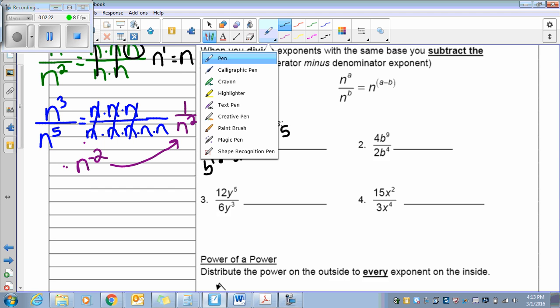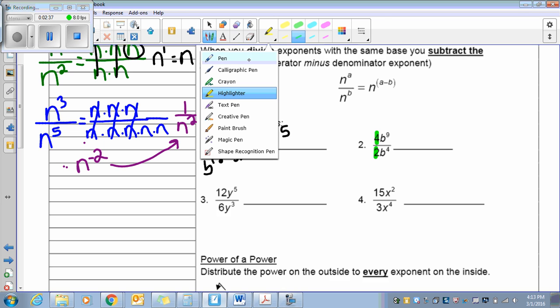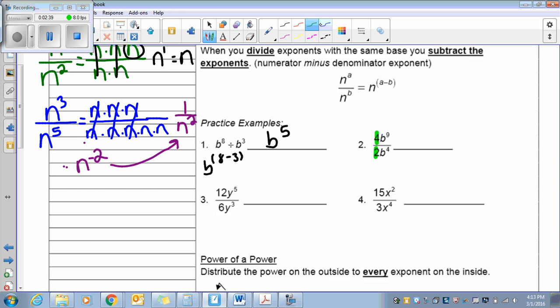When we have our coefficients, again, just like we did with the product of powers property, we can divide our coefficients like we would normally. So 4 divided by 2 would be 2. And then we can work with b. So then we'd have b to the 9th divided by b to the 4th. So 9 minus 4 is 5. So that would give us b to the 5th power.